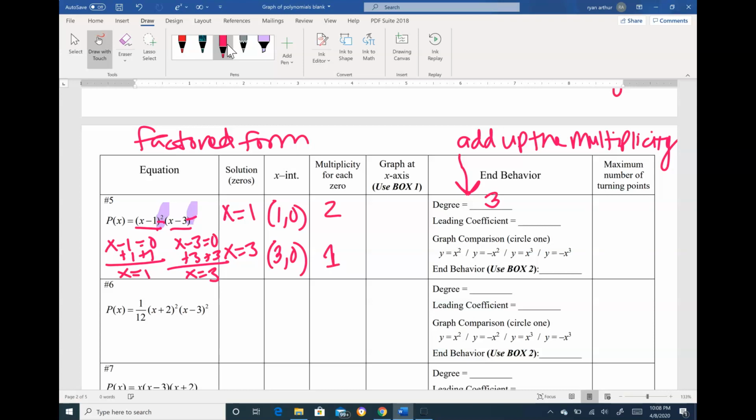Graph that? We're not going to graph here. We have a section of graphing. Your leading coefficient is the number out front, where there is no number. So it's an understood positive 1 because there's no negative symbol. So my leading coefficient is 1. Graph comparison, who does it compare to? You're odd, so it's a degree of 3. We're going to compare to y equals x cubed. End behavior, we've talked about that up there.